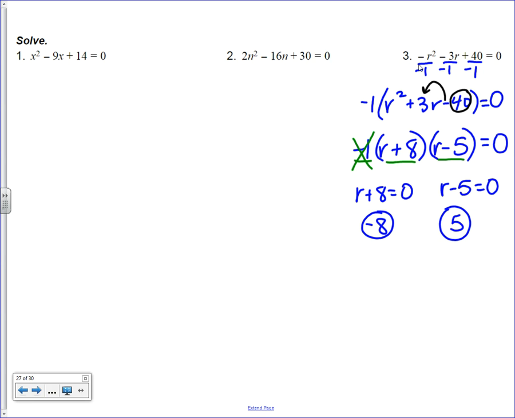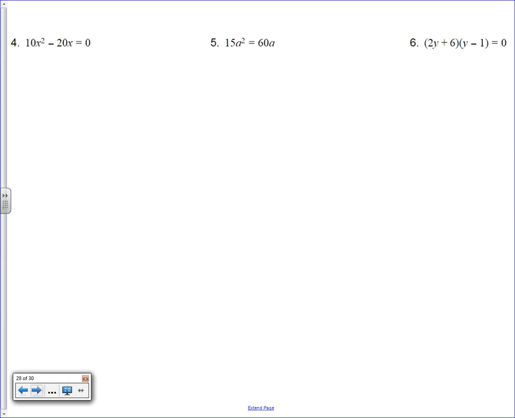How so? It's way easier to do it this way. Less room for error. Okay. Is everybody okay with number 3? Okay, I'm going to go to number 5 next, please. Number 5 next.